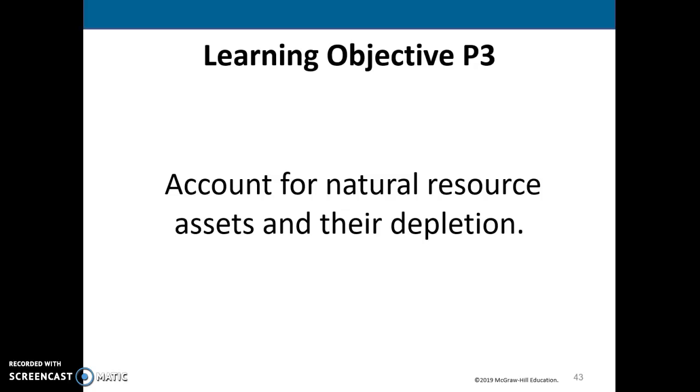Okay, so for video 4, we are looking at the remainder of chapter 10, and we're starting with looking at the natural resources and how to deplete them. So the process is similar to what we do for units of production for plant assets, but now we're going to be looking at natural resources.